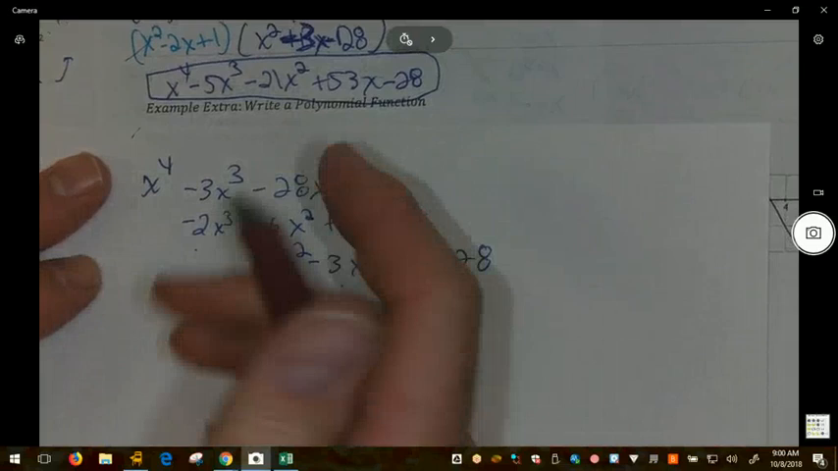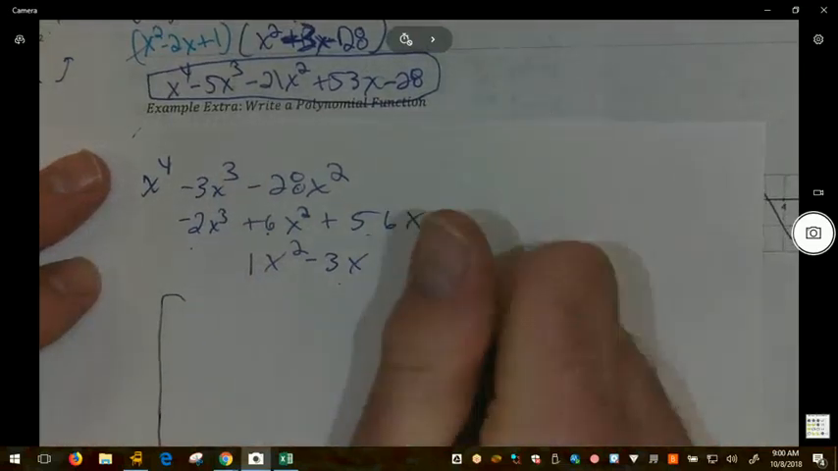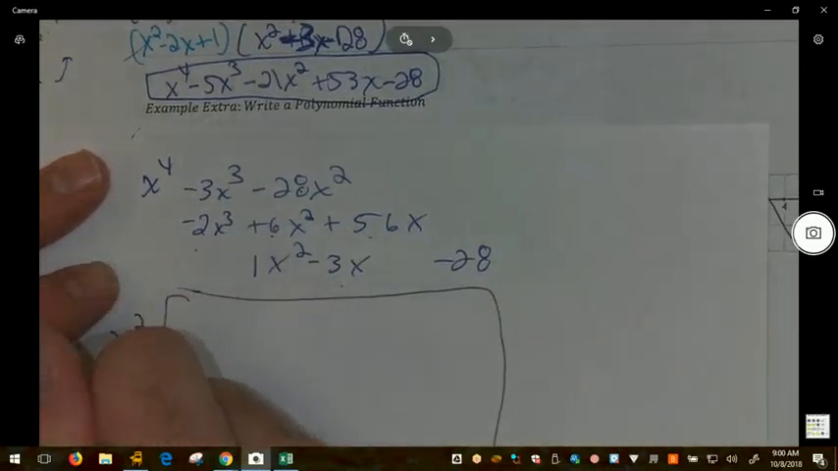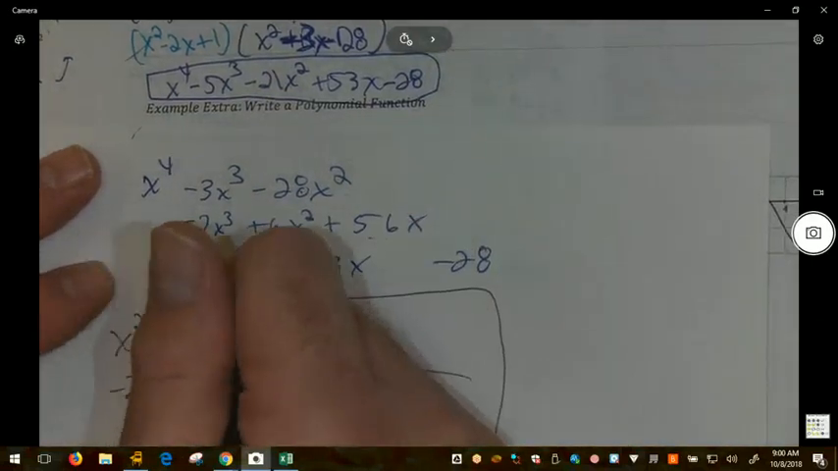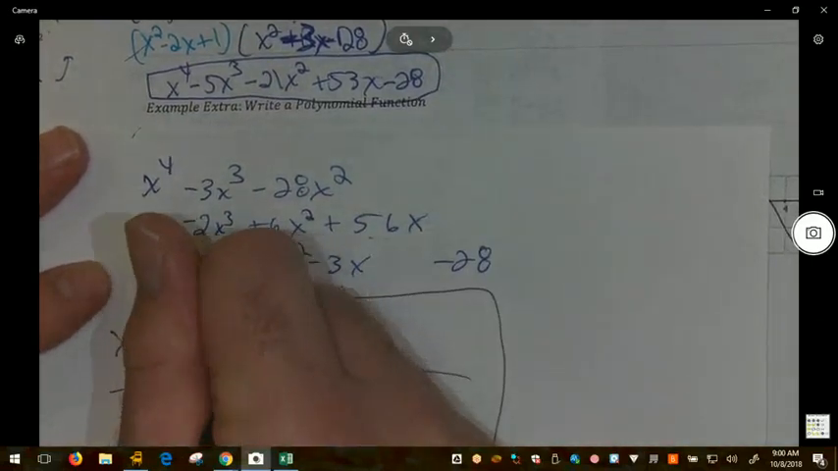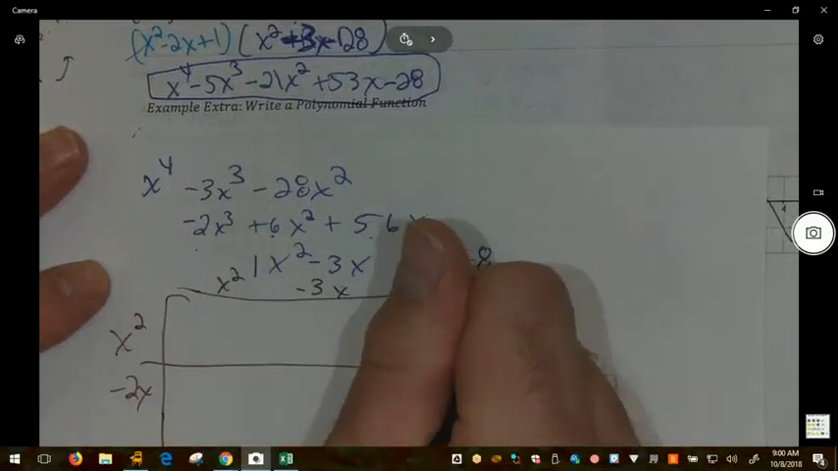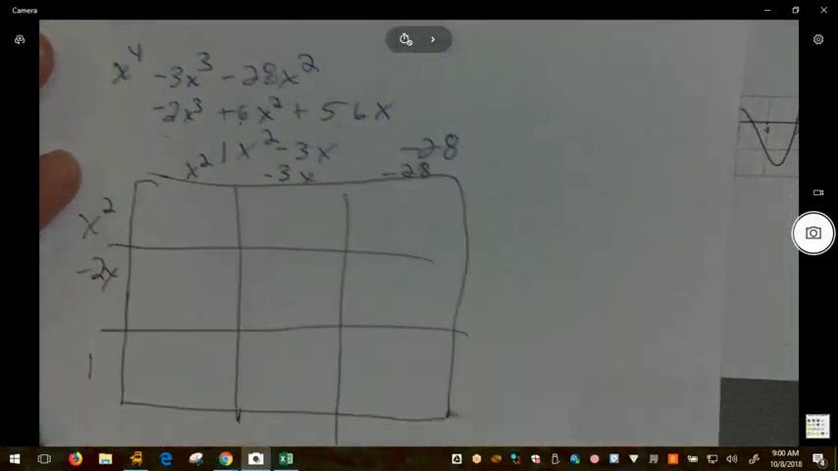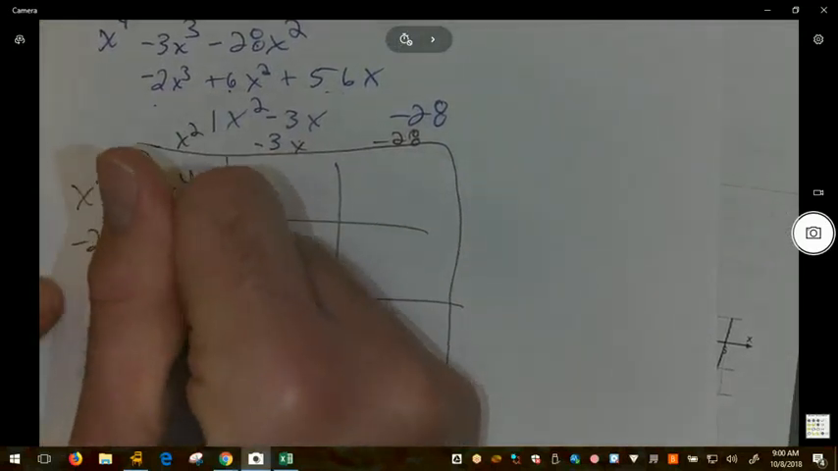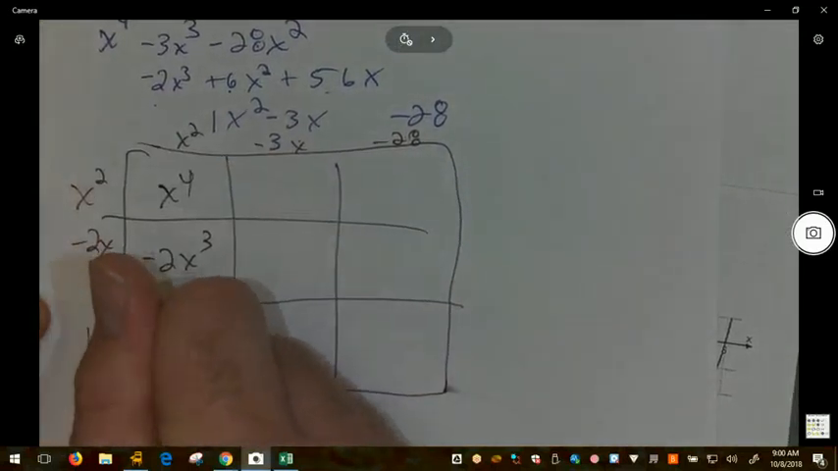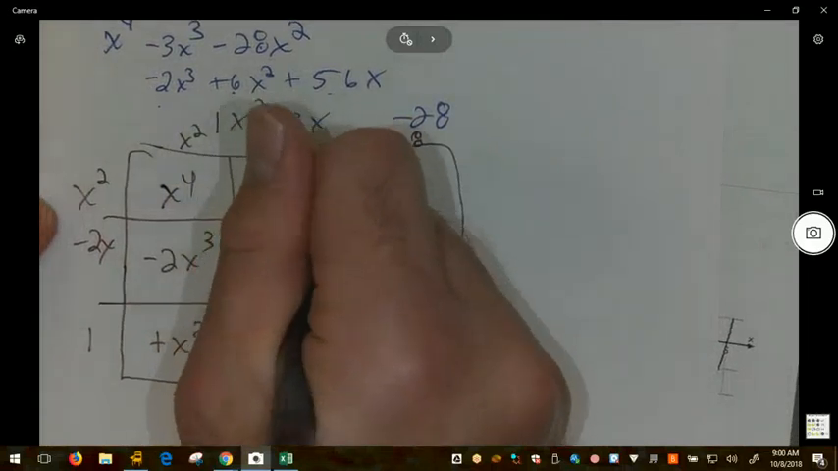If you don't like this method, you can do box method. A lot of people like box method better. x squared minus 2x plus 1. What was our other one? x squared minus 3x minus 28. You'll get your products this way. This is x to the 4th minus 2x cubed plus x squared minus 3x cubed.